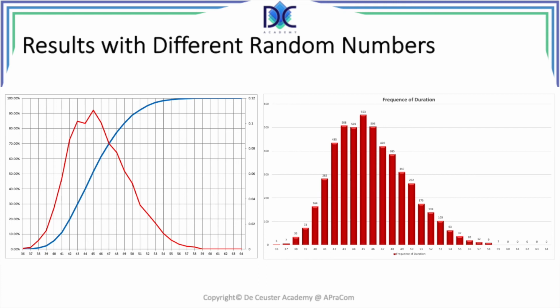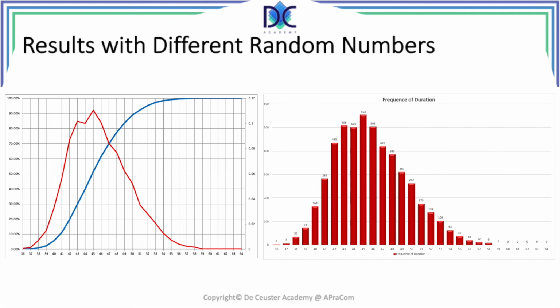Now the thing is, we can have more iterations, which would be, of course, better. We can use different random generators. I just used the random generator built in Excel. There are other programs that can provide you different random generators. There is a lot of theory about that.